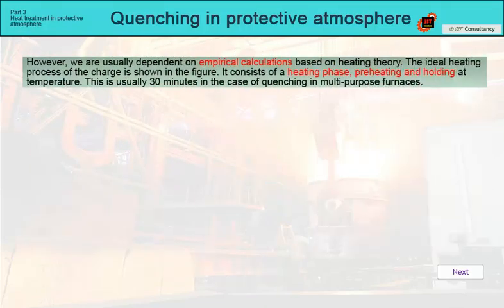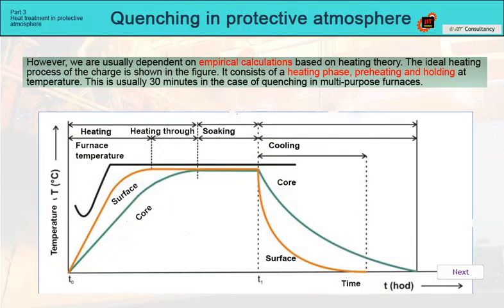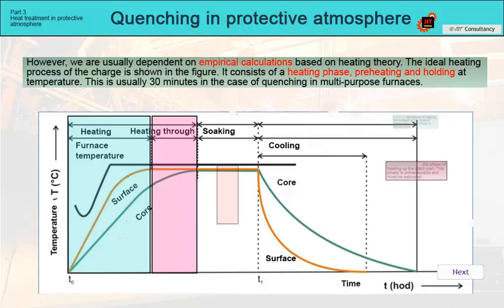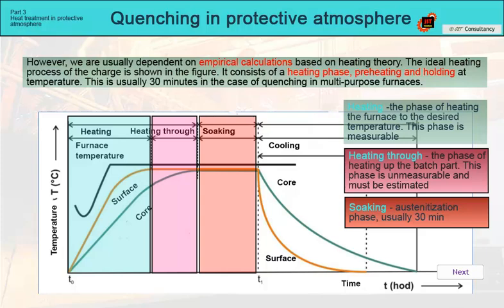When determining heating times, we usually rely on empirical calculations based on heating theory. We do not have an accurate temperature measurement because we do not have a load thermocouple in the batch. The ideal temperature profile is shown in the figure. It consists of the heating phase, heating through whole cross-section, and soaking at temperature. The heating time is the time from when the batch is loaded into the heating chamber until the furnace rises to the desired temperature, set point.